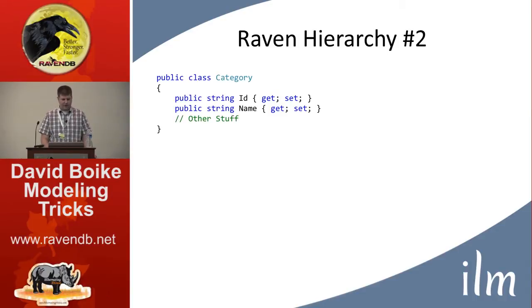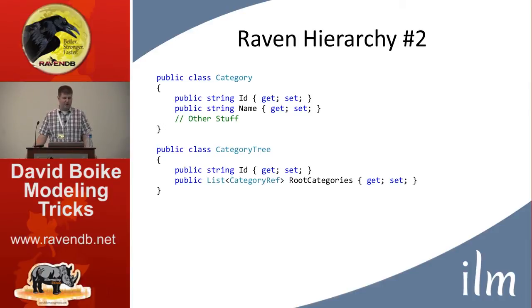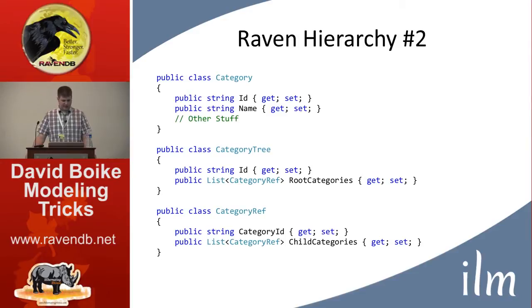So in the second way, we have a category class with the ID and the name, and this is its own document. And then we have a category tree that just shows the organization between the categories. And then a category ref that has a category ID and the list of child categories. So the category tree contains the category ref and the whole tree, and then the category contains presumably many more properties about what each category really means.